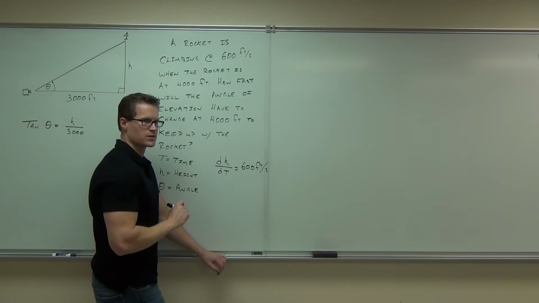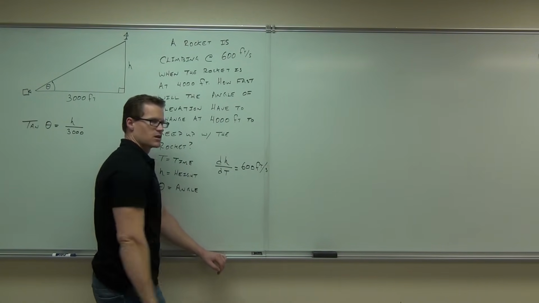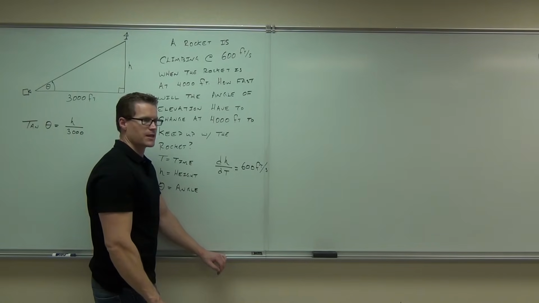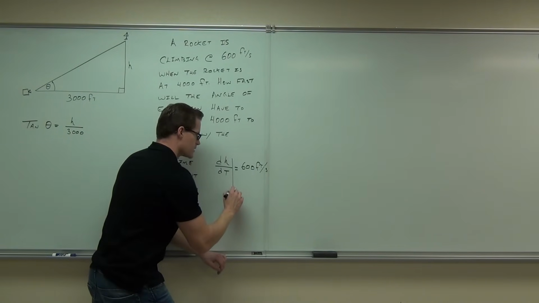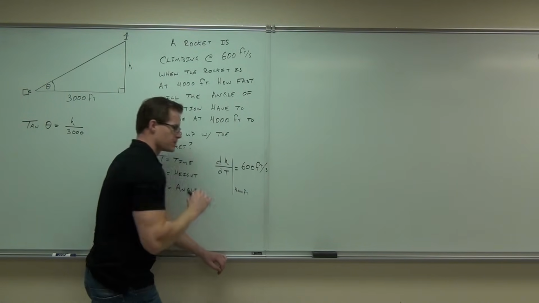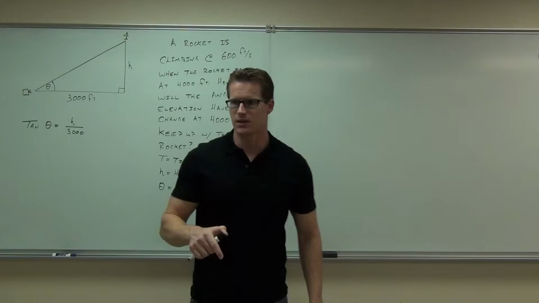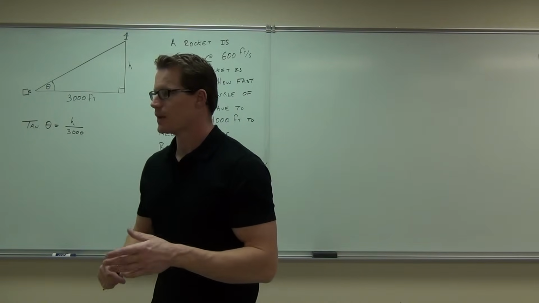Actually, we'll get a little bit more fancy. Is it a constant 600 feet per second? It doesn't say that. So this is specifically at 4,000 feet. So it's defined at 4,000 feet that it's climbing at 600 feet per second.